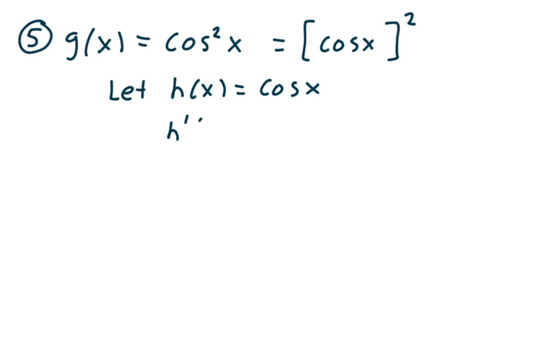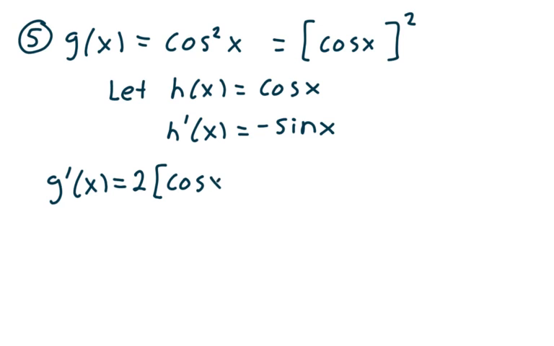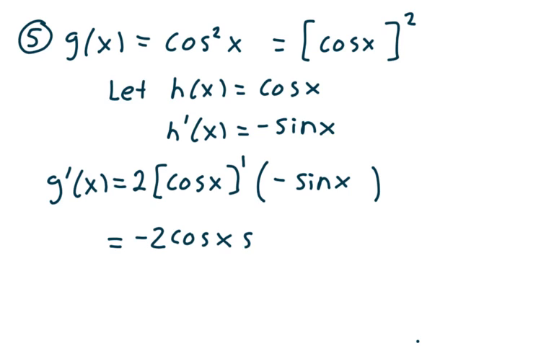If I take the derivative, I get h prime of x is equal to negative sine of x. Now I get to put things together. So g prime of x is 2 times cosine of x raised to the first power multiplied by h prime of x, the derivative of the inside function, in other words. So I'm going to multiply by negative sine of x. And so this is negative 2 cosine x sine x.